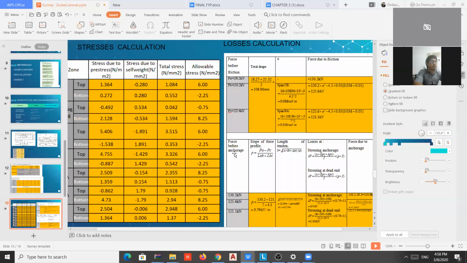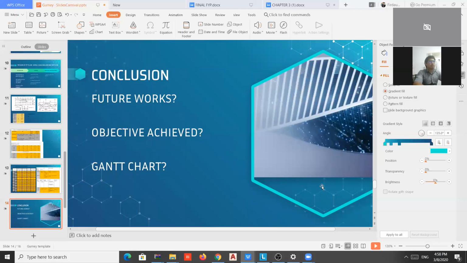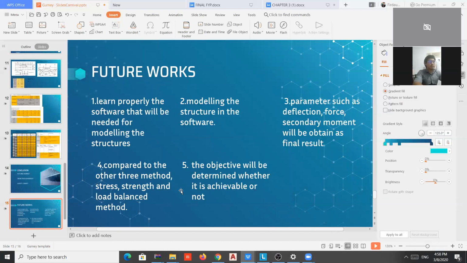So the last part is the conclusion. What is the future work? For the future work after this, I will learn about the software that will be needed for modeling the structures. And then after that, I will model the structure in the software and obtain the parameters such as deflection, force, and secondary moment as the final result. And I will compare the answer to the other two methods, which are the stress and strength methods, and the load balancing method. And then lastly, I will check whether my determined objectives are achievable or not.